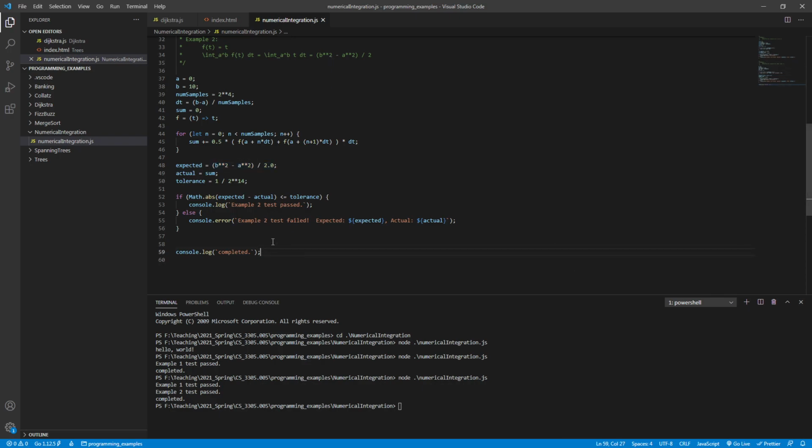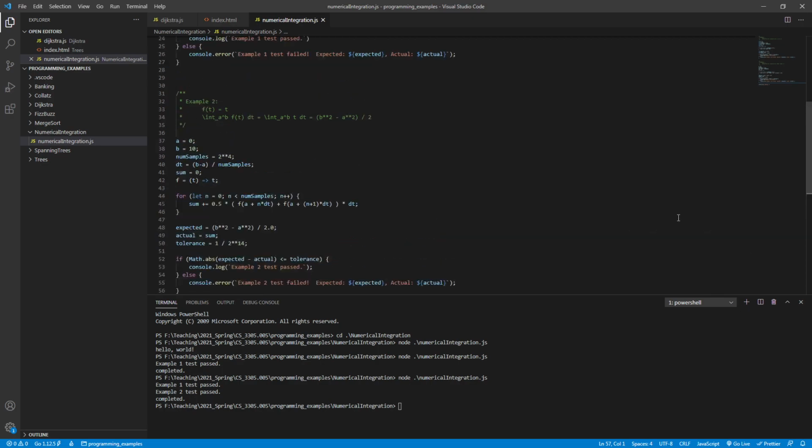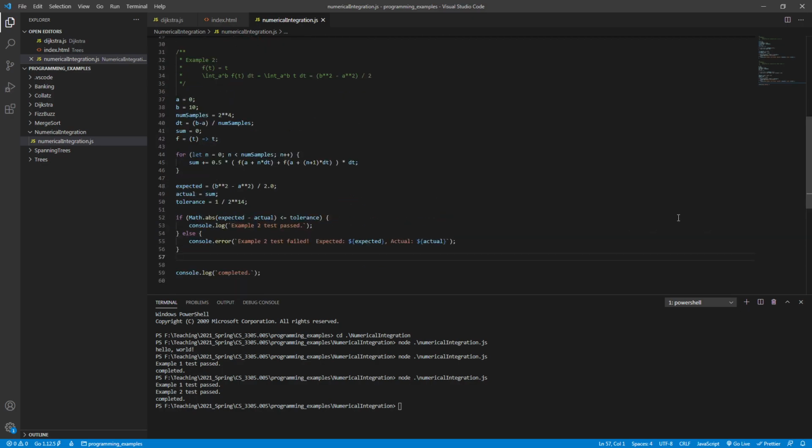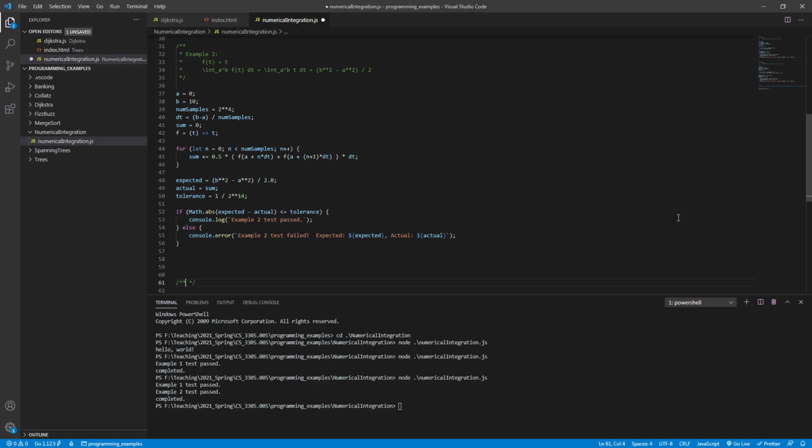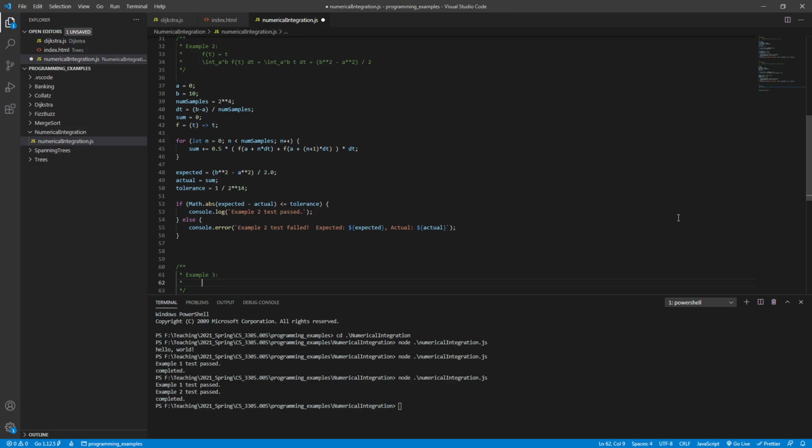Okay, so those were really simple. We didn't really need the computer to help us along. I feel like the computer kind of took more credit than it needed to in those previous ones. But this third one really shows where numerical integration pays for itself.